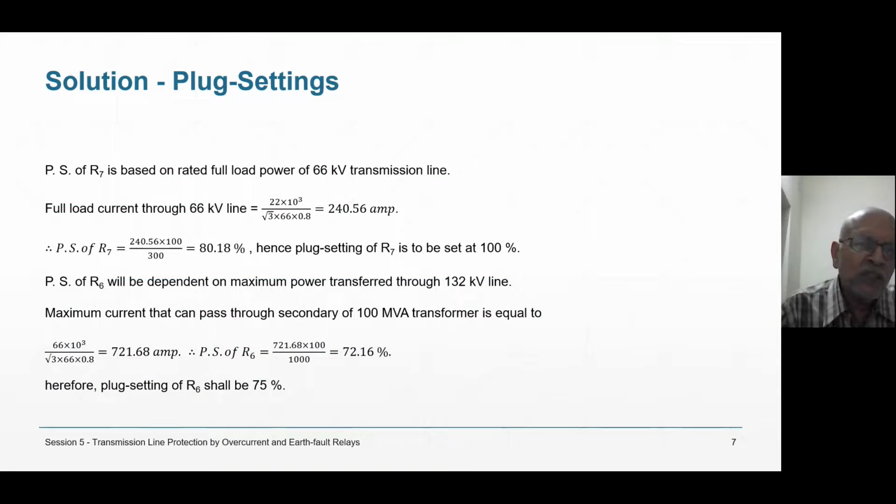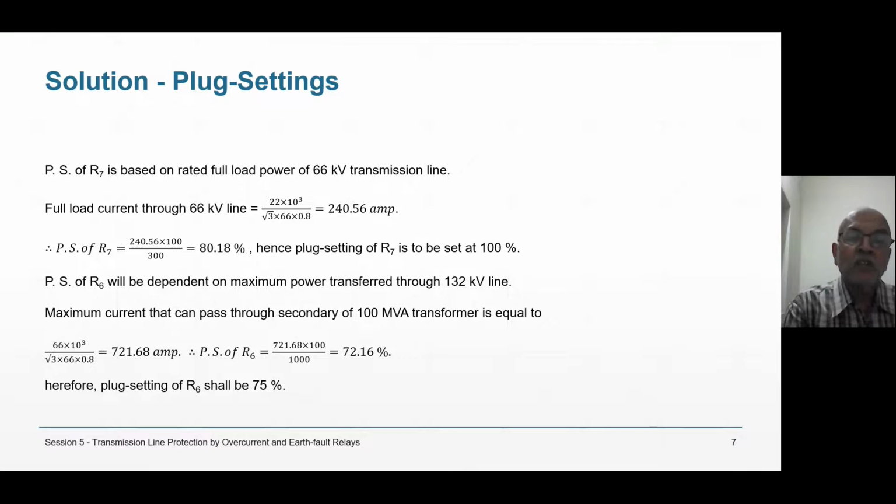So now we have to start with the solution. As you know, in such a radial feeder, you always start with the last relay because that is going to operate first, and the upstream relays are going to give backup. So we'll start with R7.